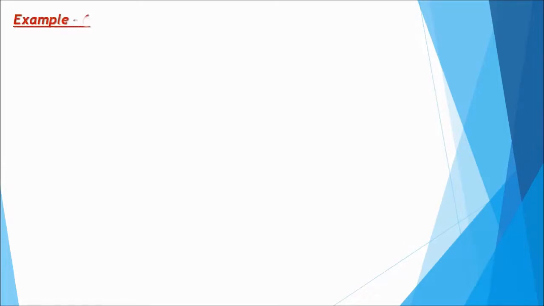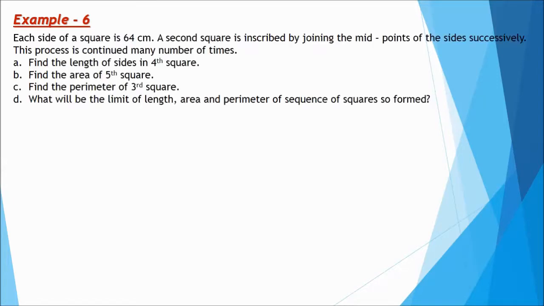This sequence, this limit topic is very interesting. Now you can see the question. Each side of a square is 64 cm. Now the value of A is 64 cm, and another square we have to draw, and to find the side of that square, we have to use that formula, A by root 2. If we use this formula, we can easily find the side of the next square which is drawn inside this square.